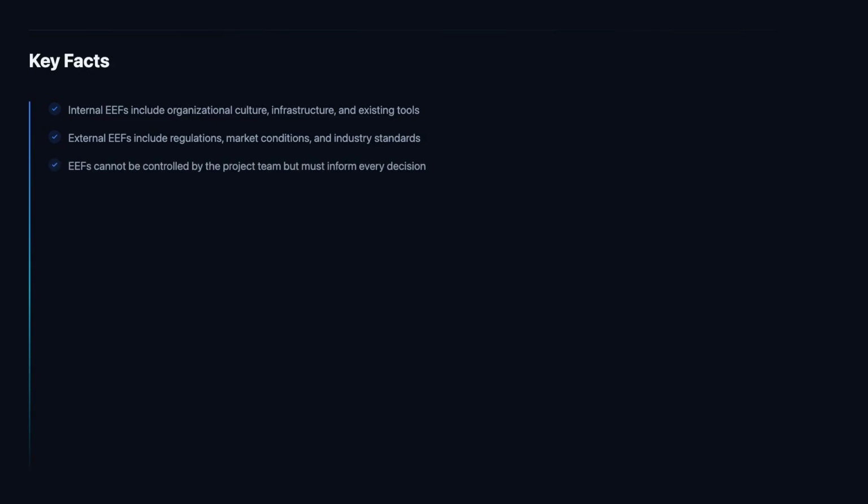The defining characteristic of enterprise environmental factors is that the project team cannot control or modify them. This is what distinguishes EEFs from organizational process assets, which the team can update and improve. Our role as project managers is to identify relevant EEFs during planning, document their potential impact on our project, and develop strategies to work within their constraints.